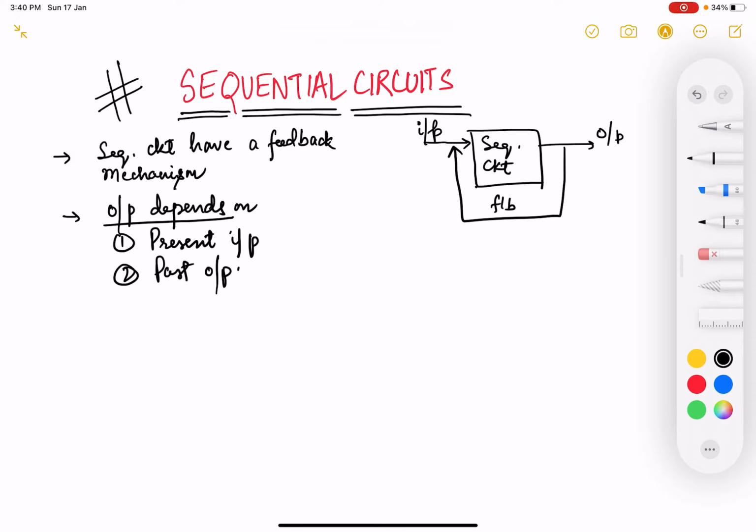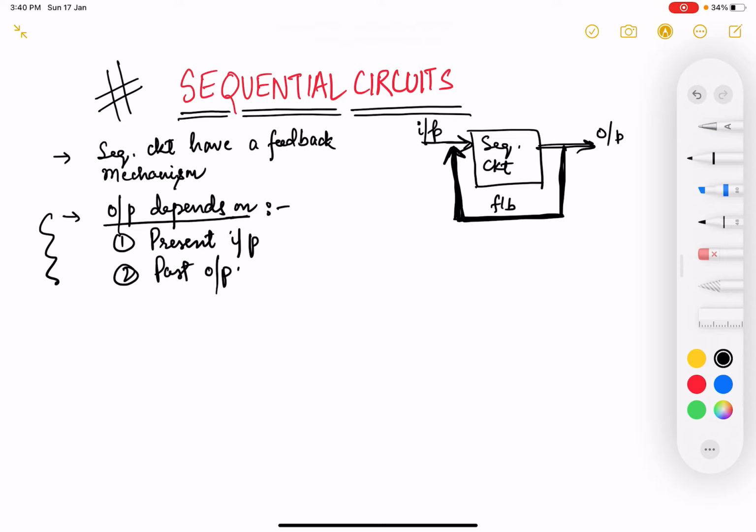Suppose this block represents a sequential circuit. Then we have an input, we have an output, and a feedback brings back the output to the input. So this is what essentially differentiates a sequential circuit from a combinational circuit. Due to the feedback, the output depends not only on the present input, it also depends on the past outputs.